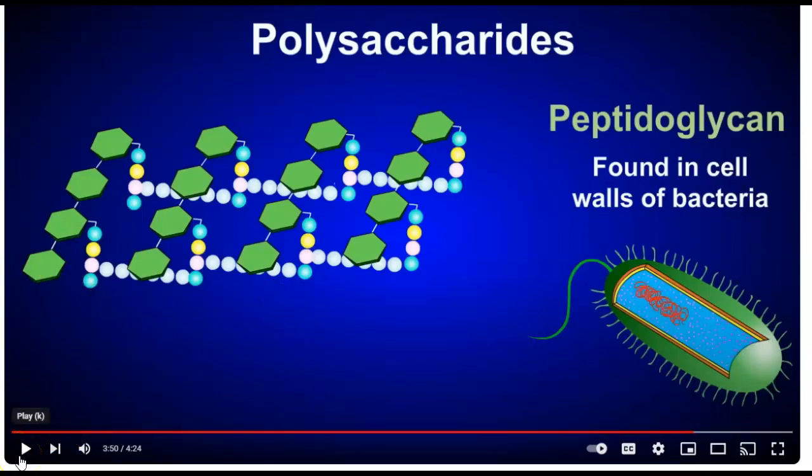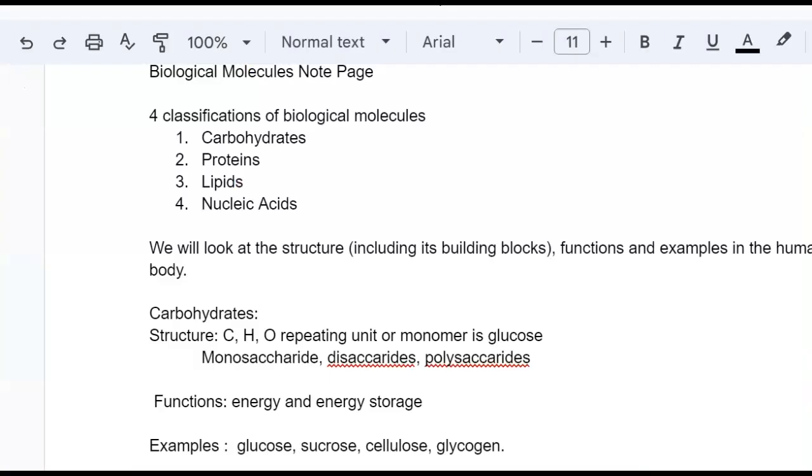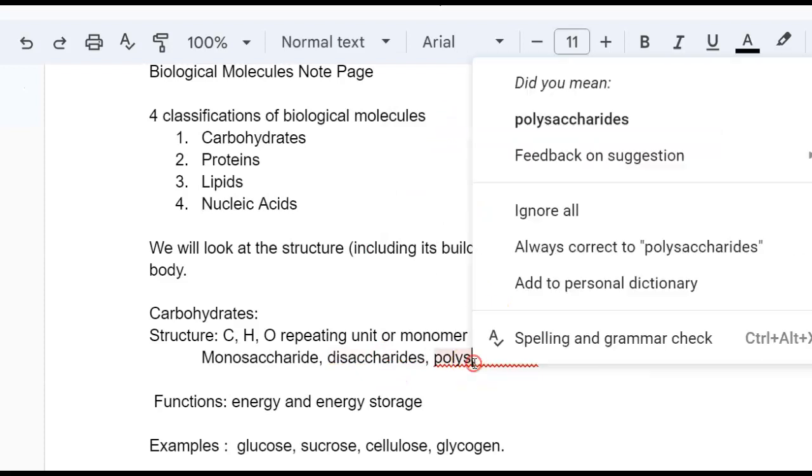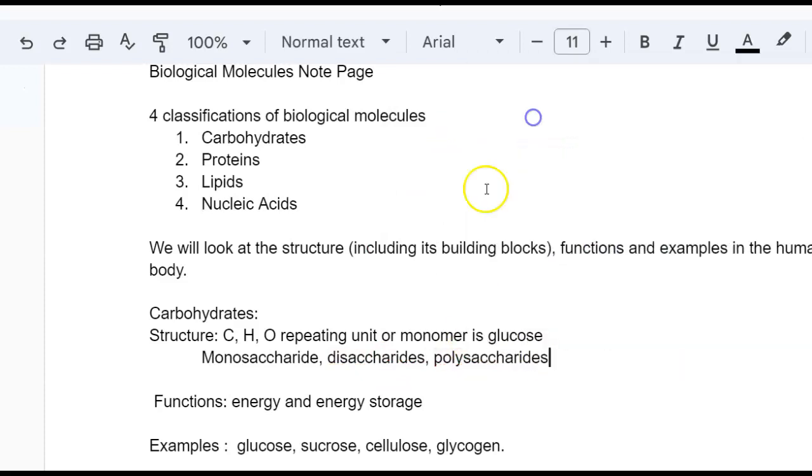So let's take a second and go back and summarize. Okay, a summary of carbohydrates. So when we're looking at carbohydrates, our basic structure is carbon, hydrogen, and oxygen. And it is forming a repeating unit or a monomer. Monomer is the fancy word for repeating unit. And that repeating unit is glucose, or a form of simple sugar.